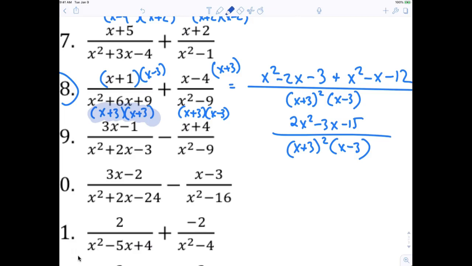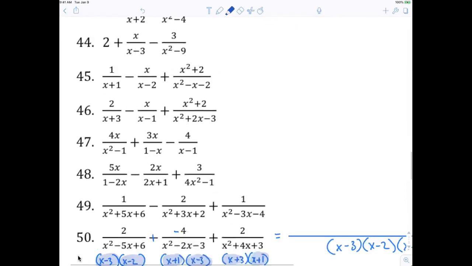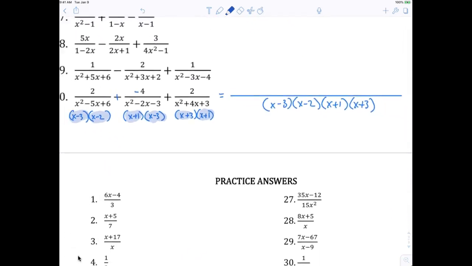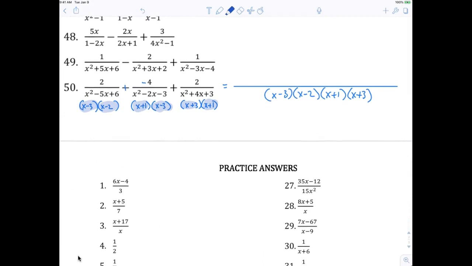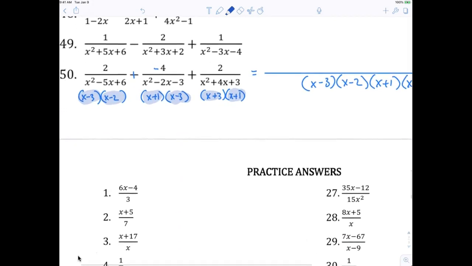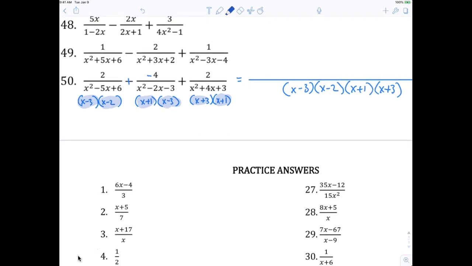The x plus 3s are under the same fraction in the same denominator, and there's 2 of them. So you need 2 of them for a common denominator. All right, now let's go back. That's the common denominator. So now you just have to ask yourself, what do I have to multiply the first fraction by? X plus 1 and x plus 3. Okay, who's confused?